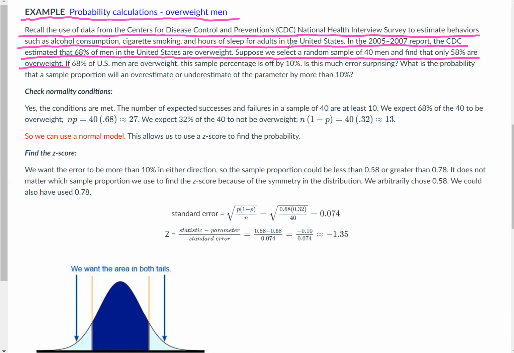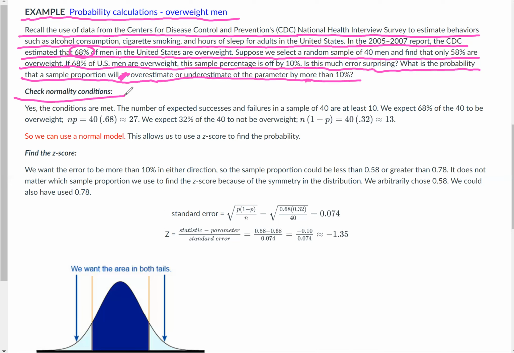Suppose we select a random sample of 40 men and find that only 58% are overweight, even though it's estimated that 68% of men in the United States overall, the population, are overweight. If 68% of the US men are overweight, this sample percent is off by 10%. Is this much error surprising? What is the probability that a sample proportion will overestimate or underestimate the parameter by more than 10%?